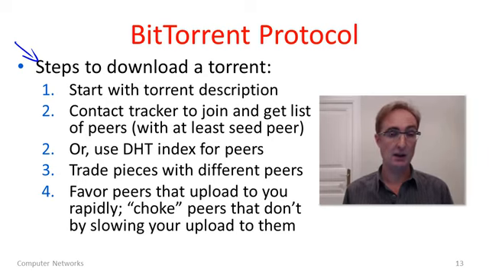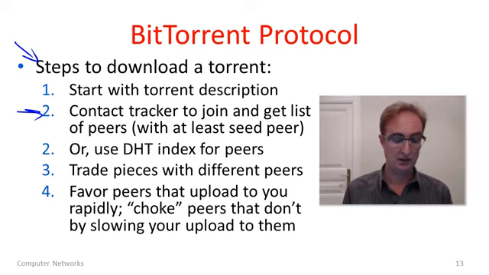Okay, once you've got this description, step 2 is to find out the peers you can contact to get the torrent, to download the file. You can do this either by contacting this special tracker to join the set of live peers and get the list of other peers that are currently downloading the file. This list will contain at least a seed peer, a special node which is initialized with a copy of the content to bootstrap this whole process. This is the older centralized way.